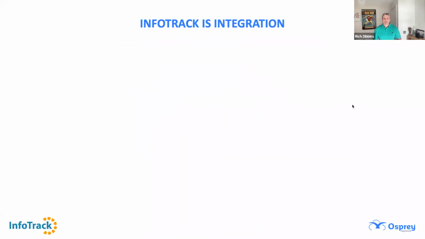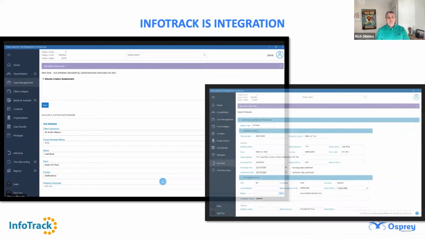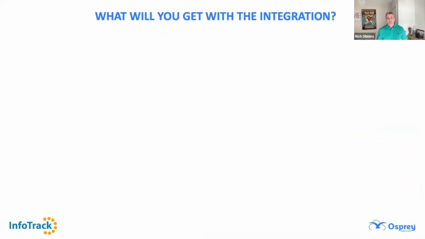So the journey starts like this. First, you'll start within Osprey. We have worked with Osprey to create a custom workflow to make life easier for you. So you start with the workflow. That then is mapped with InfoTrack, and then simply click the wonderful InfoTrack button. And you can now go off and order your searches and all the other key elements required.